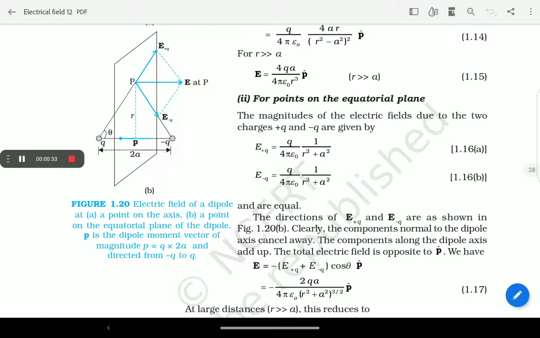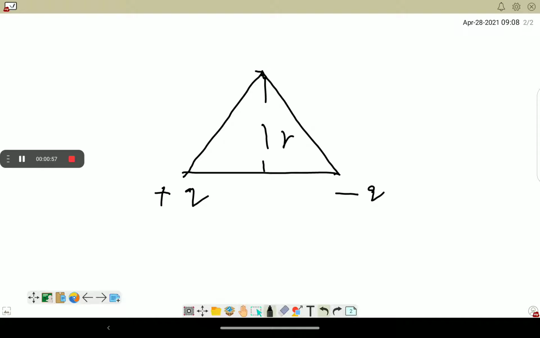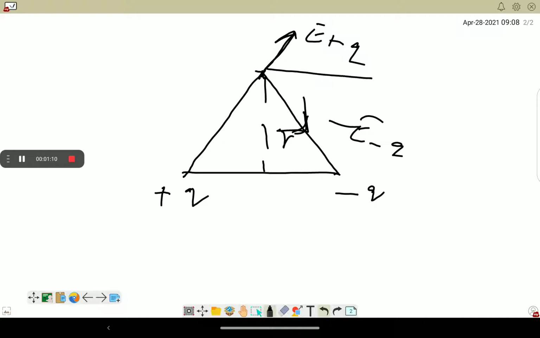So it is basically about the directions. First we will find the direction and then we will add the fields vectorially. We have two charges, -q and +q. At this point on the equatorial plane, at a distance r, we wish to calculate the electric field. Due to +q the field is outwards, due to -q it is towards the charge, so the resultant will be in between.